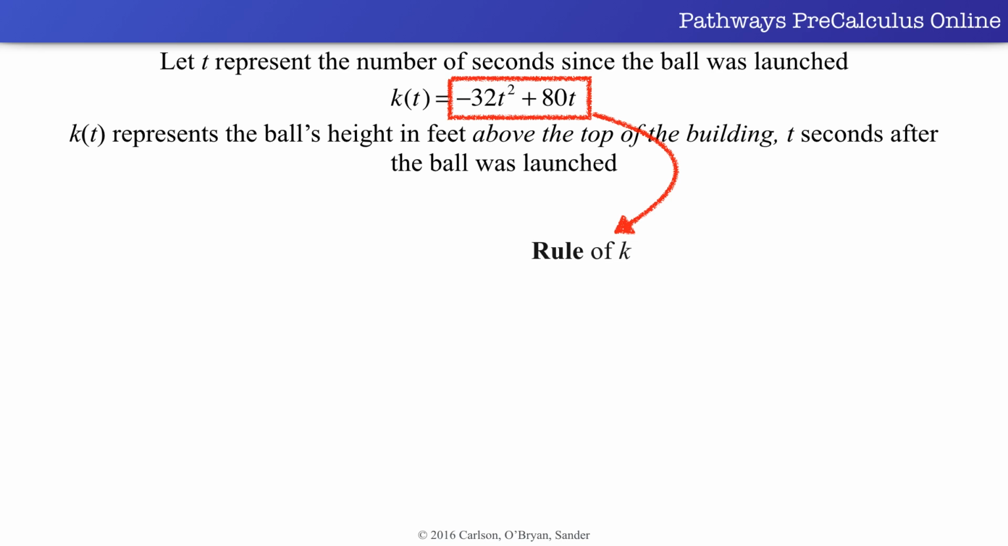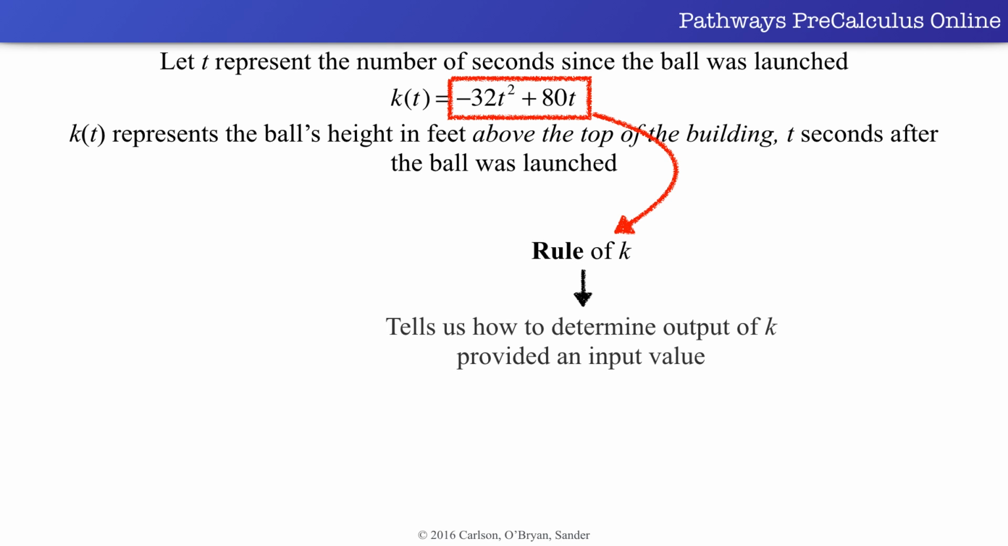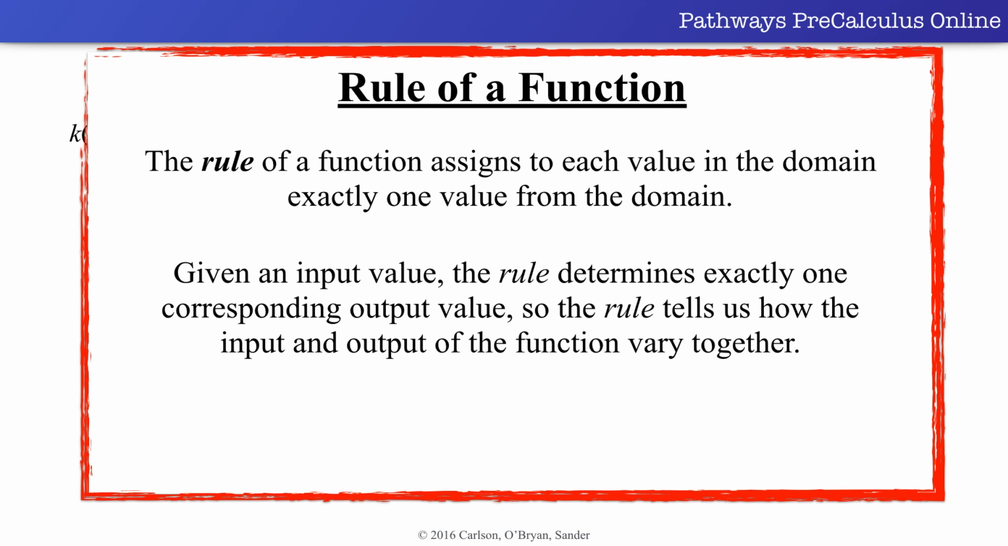The expression -32 times t squared plus 80 times t represents the output of the function in terms of the input, and we call this expression the rule of the function k. It tells us how to determine the output value of k provided a value for the input. In general, the rule of a function assigns to each value in the domain one value from the range. Therefore, given a specific input value, the rule determines exactly one corresponding output value, and hence the rule tells us how the input and the output of the function vary together.